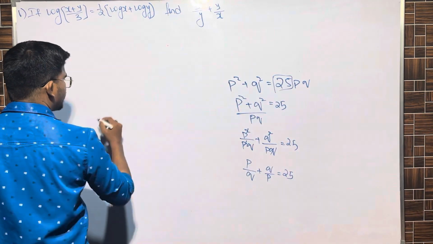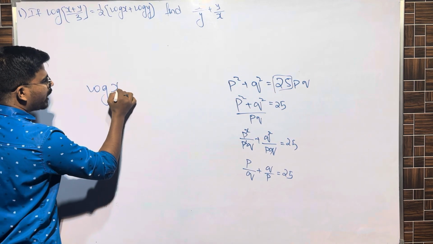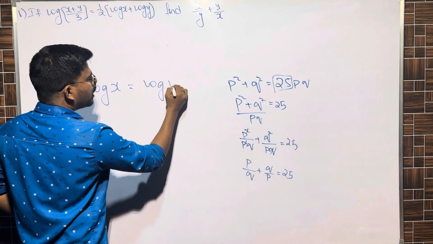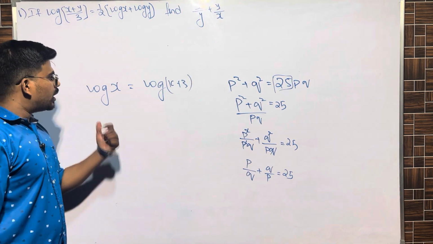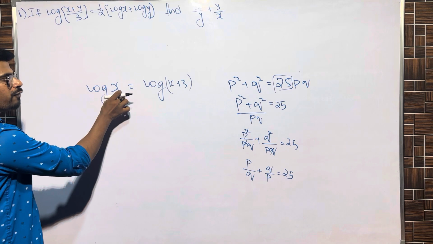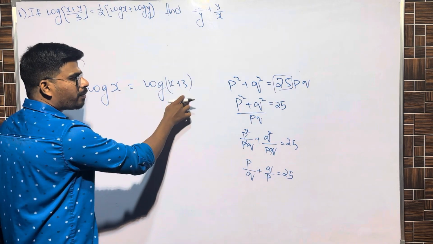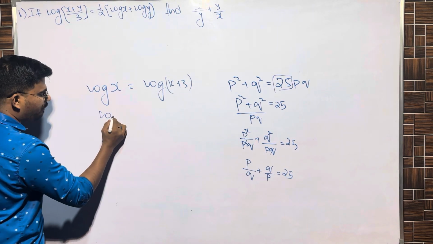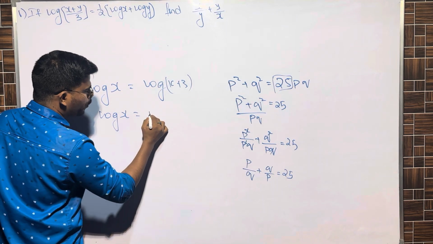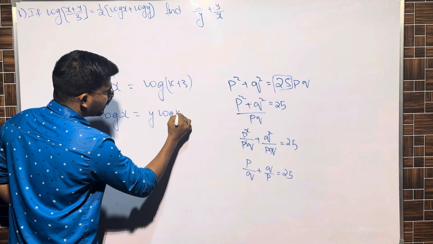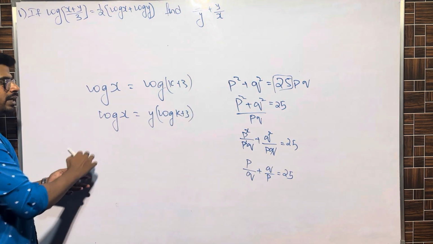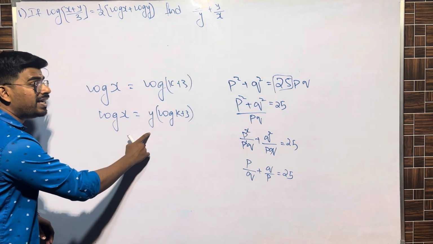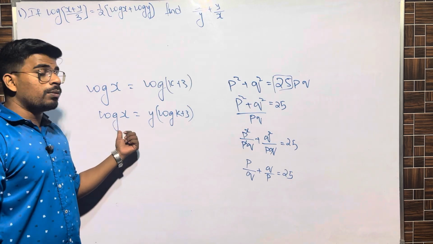I'll explain to you. For example, if I have something like log x is equal to log k plus 3, I can remove log from both sides, because log is there followed by some variable. One more example: if I have log x is equal to y into log k plus 3. If it is like this, can I remove log from both sides? No, because y is there. Y is stopping me from removing log from both sides.